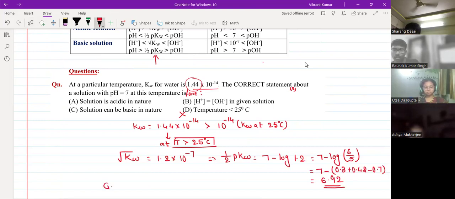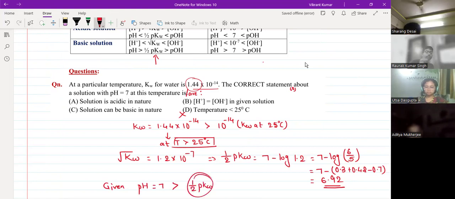So given pH, which is equal to 7, is greater than half pKw, and that's why we'll say this solution is basic. Not A, not B, it is only C.